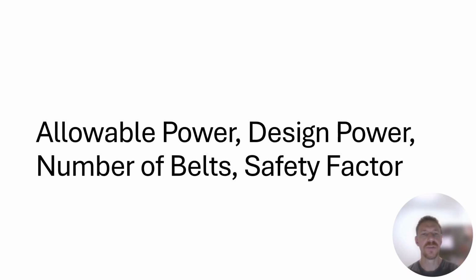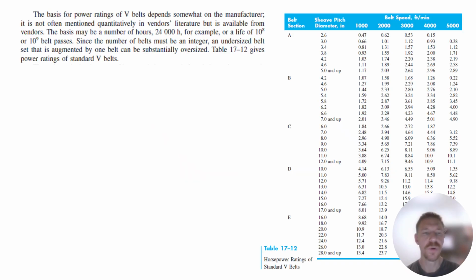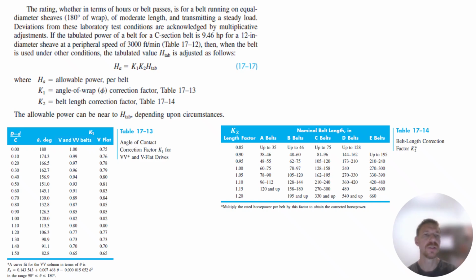Now we're going to have to use some tables here. Firstly, we have the horsepower ratings of standard V belts. They depend on manufacturer. In some cases, the basis could be a number of hours or a number of passes. And so we see here in table 17-12 from Shigley's for heavy-duty belts A, B, C, D, and E, the different diameters that those are relevant for, and the amount of power that each belt is rated for at a given velocity.